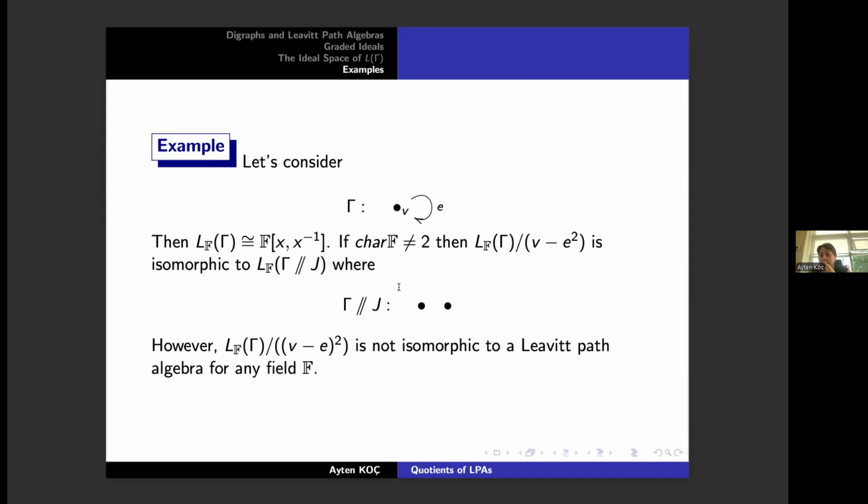Okay, this is the digraph. However, the quotient of the Leavitt path algebra of gamma over the ideal generated by the square v minus e is not isomorphic to a Leavitt path algebra for any field F. So it depends on the field of coefficients.